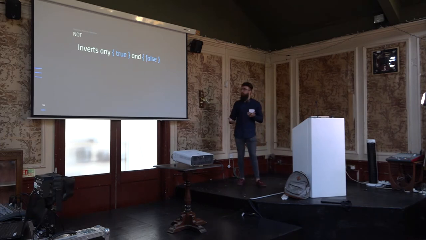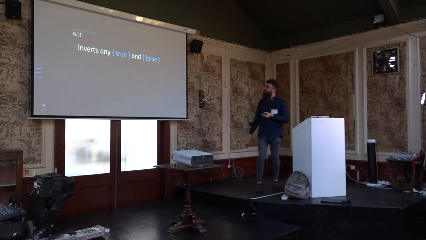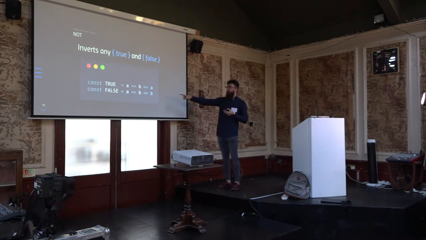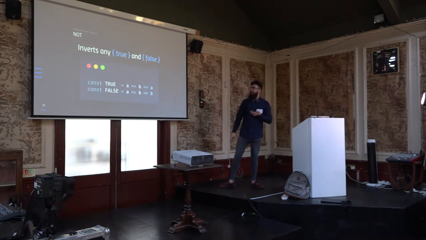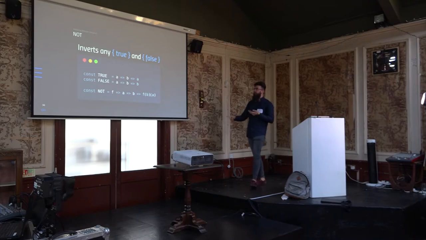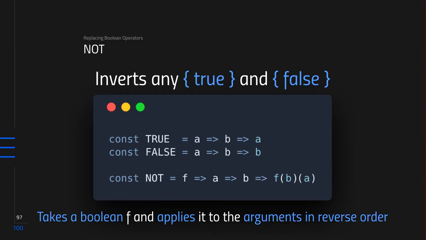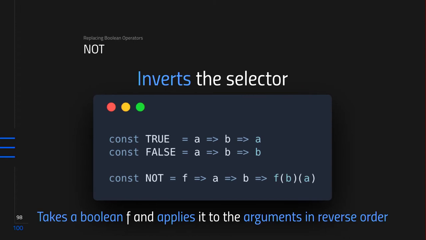Not. Well, not just inverts any truths or falses. So if you notice that it depends on the order of the arguments you pass it, you can just invert this order. And then you can have the not function, which takes a function, which is our Boolean, and then applies a and b in reverse order. So this is how we do not. It just inverts the selector.